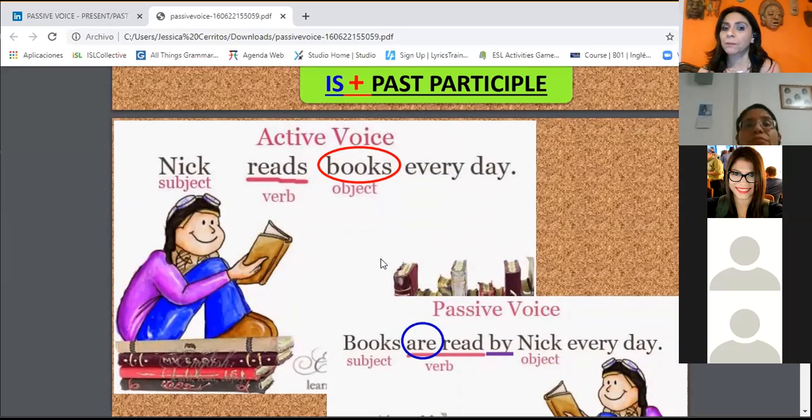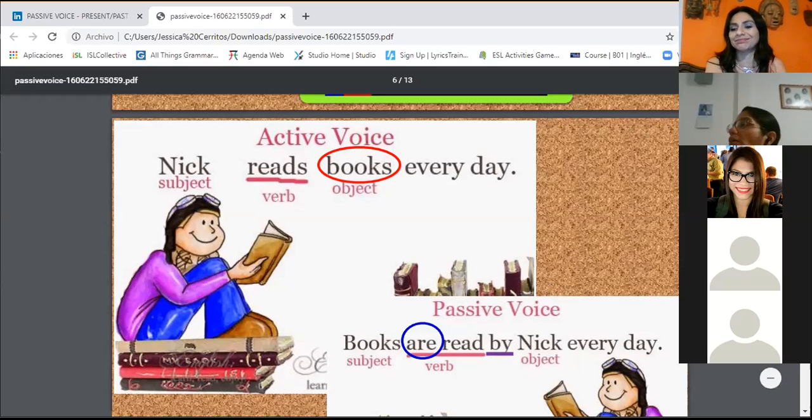O sea, que esto que está arriba es el verbo to be en presente y el pasado participio. Exacto. Si es singular el verbo, voy a usar is más el pasado participio. Sí, claro, el verbo to be en presente. Exacto. ¿Se acuerda que estábamos hablando en las otras clases del verbo to be en pasado? Porque mi oración en voz activa estaba en pasado. Entonces necesito el pasado del verbo be. Sí, solo que el verbo to be pasa en pasado si necesito la voz pasiva pasado y el verbo be en presente si es voz pasiva presente simple. Oh, thank you, my dear teacher.